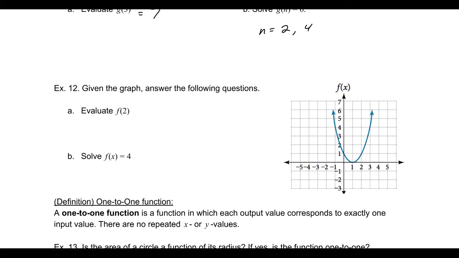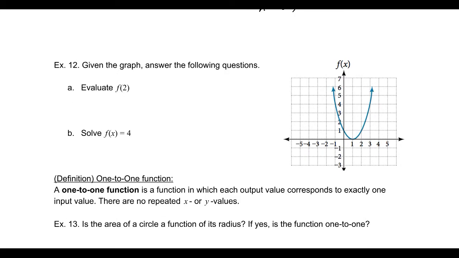So there's with a table. Now let's look at a graph. Given this graph, answer these questions. Evaluate f of 2. Again, that implies that the input is 2. So we're going to start at an input of 2, and we're going to come up here to our graph.